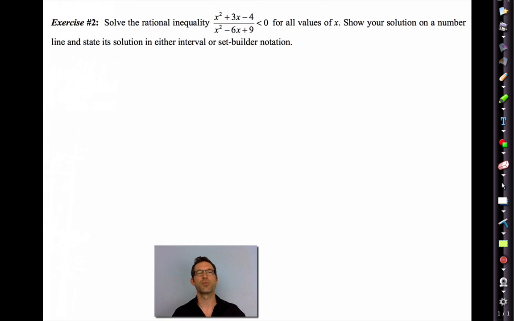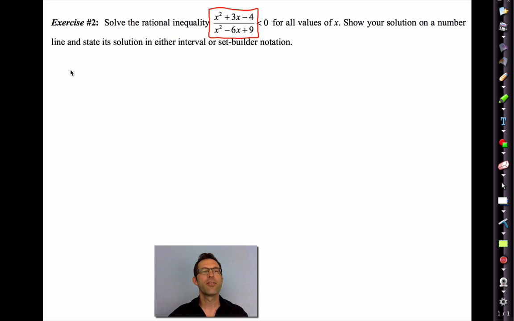All right, exercise number 2. Solve the rational inequality x squared plus 3x minus 4 divided by x squared minus 6x plus 9 is less than 0 for all values of x. Show your solution on a number line and state its solution in either interval or set builder notation. All right, great. We want to find all the values of x that make this ratio negative.